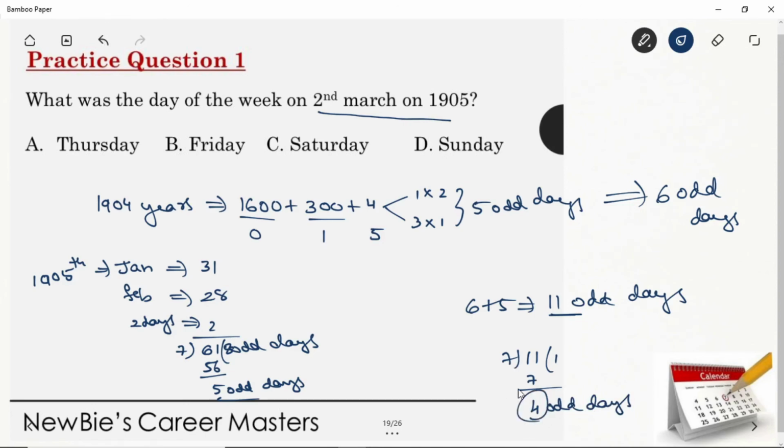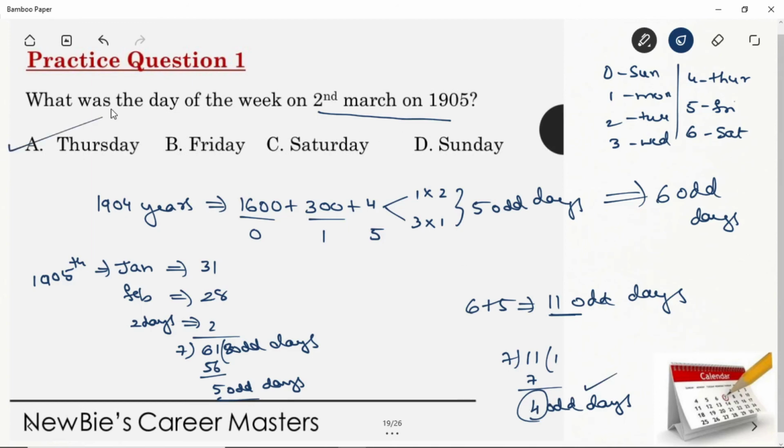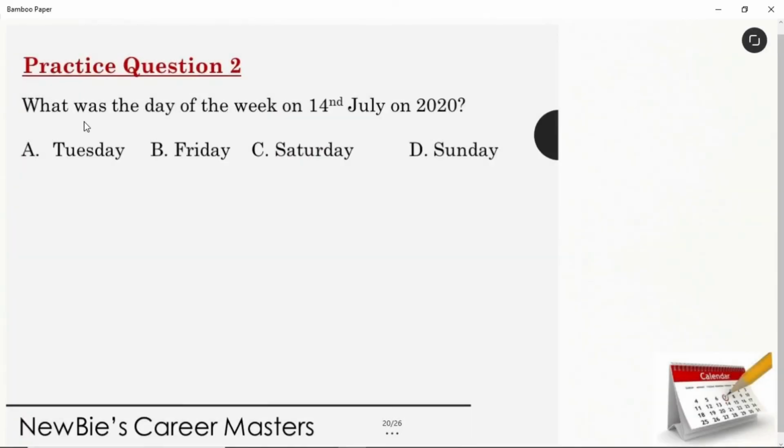Clear? If you get this final remainder as 0, Sunday is the answer. 1, Monday is the answer. 2, Tuesday. Remember this. Okay. 3, Wednesday. 4, Thursday. 5, Friday. And finally 6, Saturday. Okay. Now for this question, 4 odd days is the final odd days. So the answer is Thursday. Very simple. Okay, newbies, we will solve one more question.